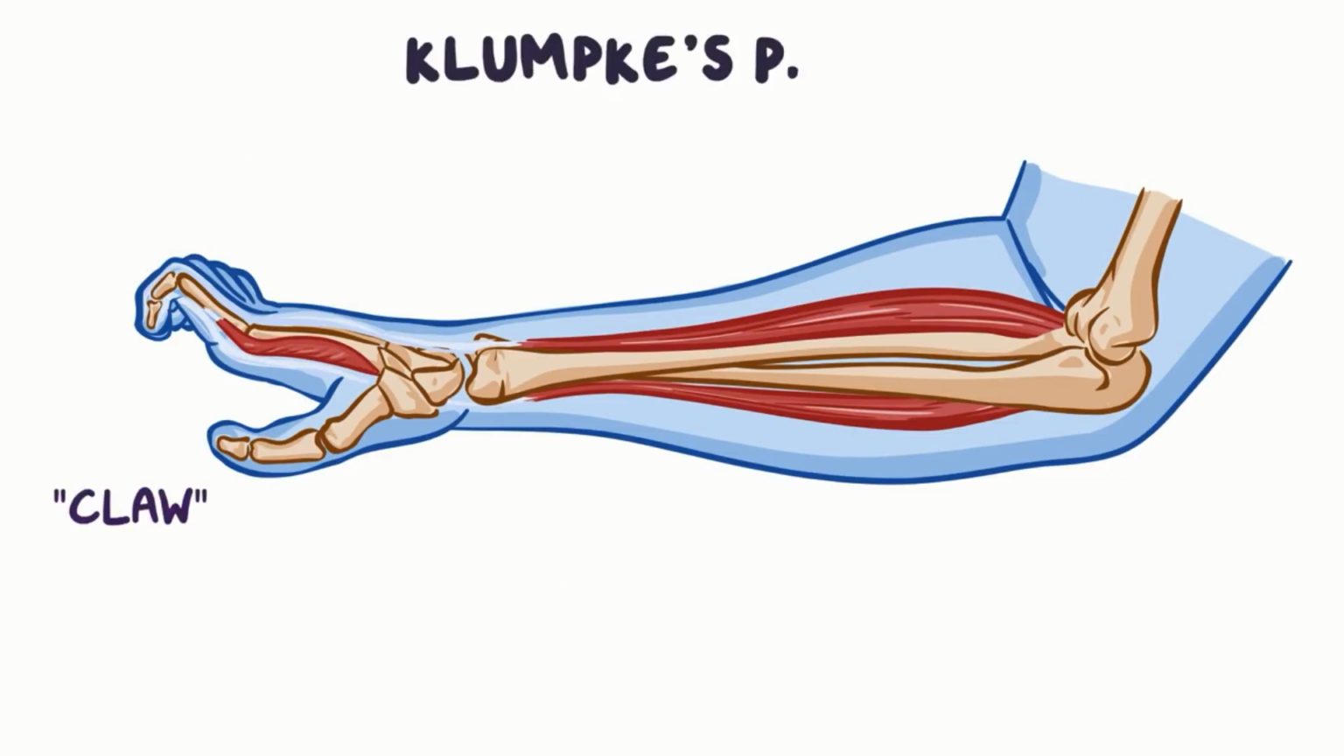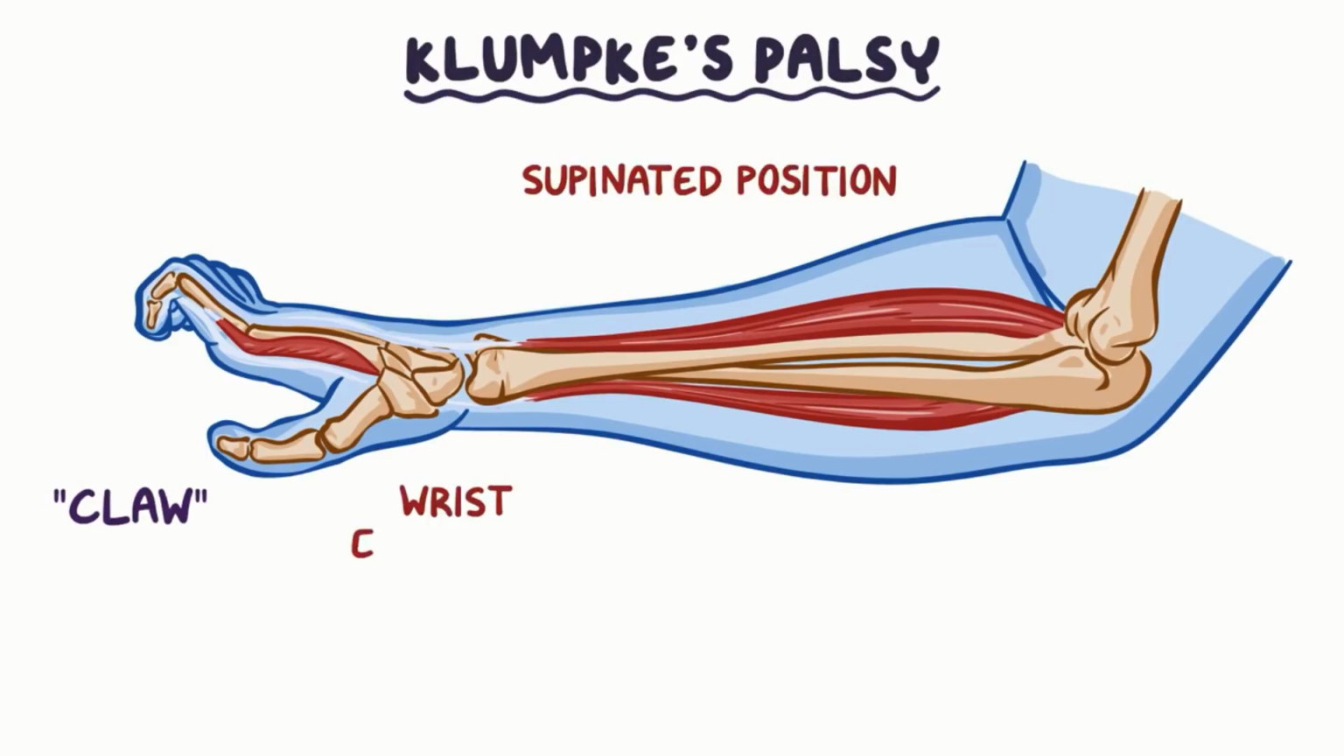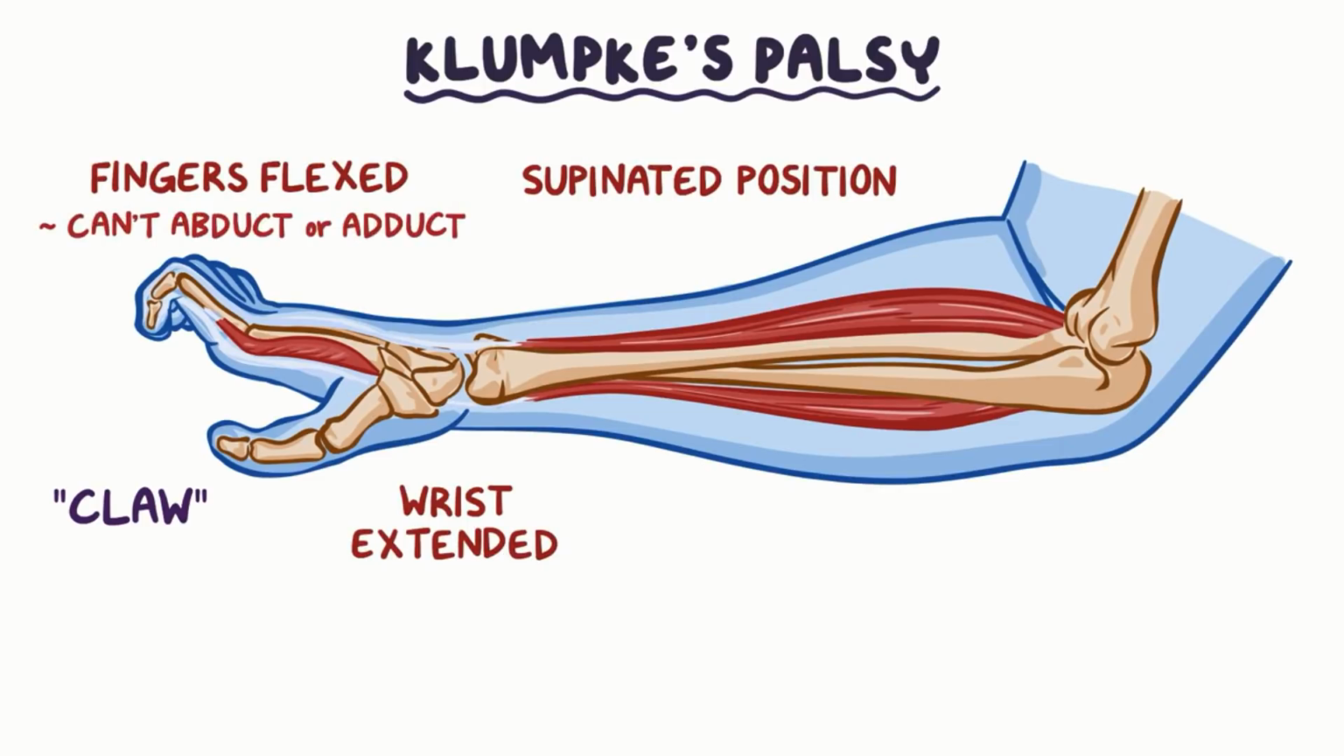So, with Klumpke's palsy, we end up with a person whose forearm is stuck in the supinated position with the wrist extended. The fingers are flexed at the interphalangeal joints and can't abduct or adduct.